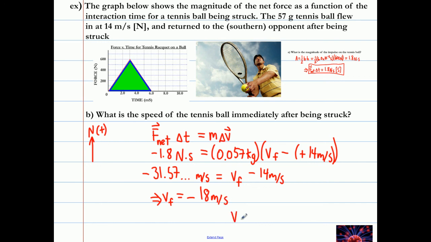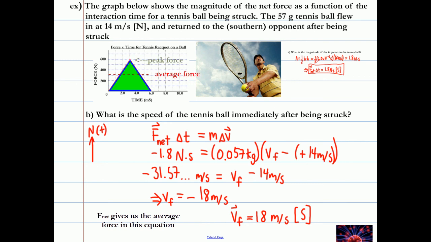And because it's asking for the speed, we're done at that point, but I figured I'd just throw in the vector here for fun. 18 meters per second south. So that's the speed of the tennis ball after it's struck. Please note that the F net mentioned in this equation gives us the average net force on the tennis ball. So what that looks like on the graph, it's 300. The peak force is there, they're different.